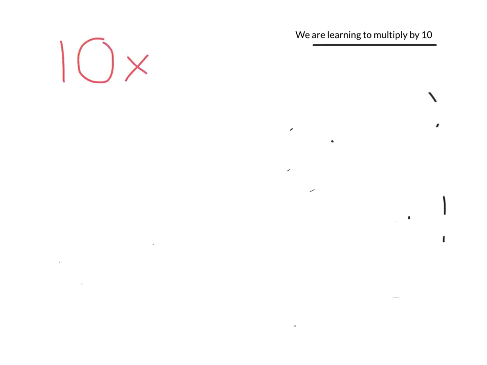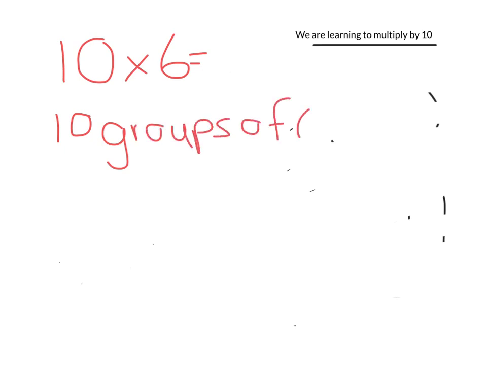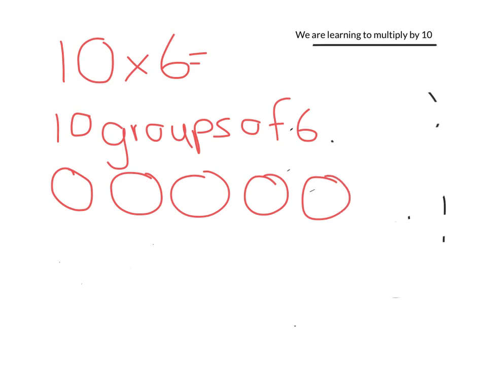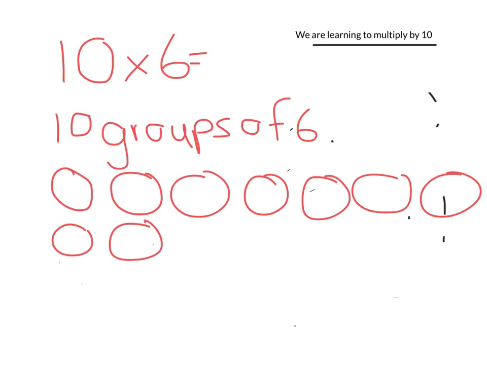10 times 6. So when I'm trying to find out what 10 times 6 is, I need to find out what 10 groups of 6 is. So 10 groups is going to look like this when I draw a picture of it. So I'm going to have 10 groups: 6, 7, 8, 9, 10. And in that group, I'm going to have 6. My circles are too small, so I'm just going to write the number 6 in each of them. So I'm going to have 6 in each group.